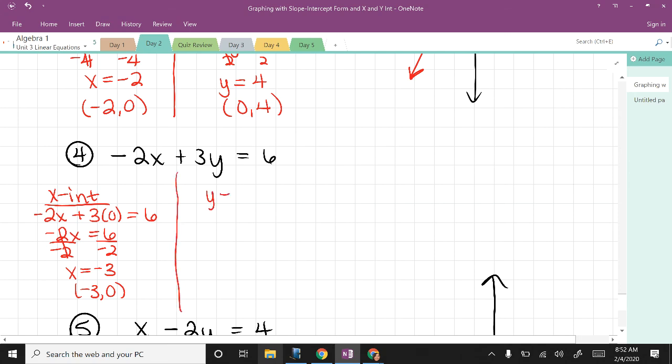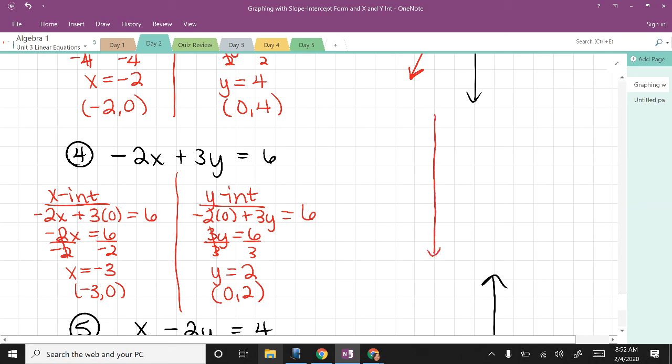All right. So y-intercept. How do we get a y-intercept? 0 for x. So -2 times 0 plus 3y equals 6. So what can I write on my next row? 3y equals 6, right? Because that part canceled out because it's 0. And then how do I solve for y? Divide by 3. And y equals 2. So what was the ordered pair for my y-axis? 0, 2.